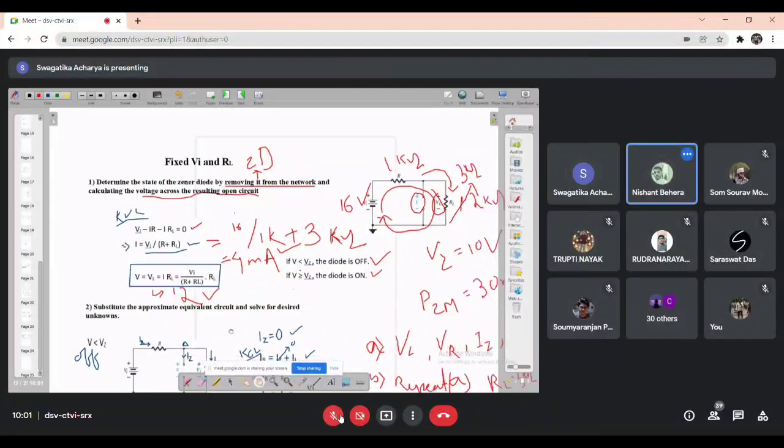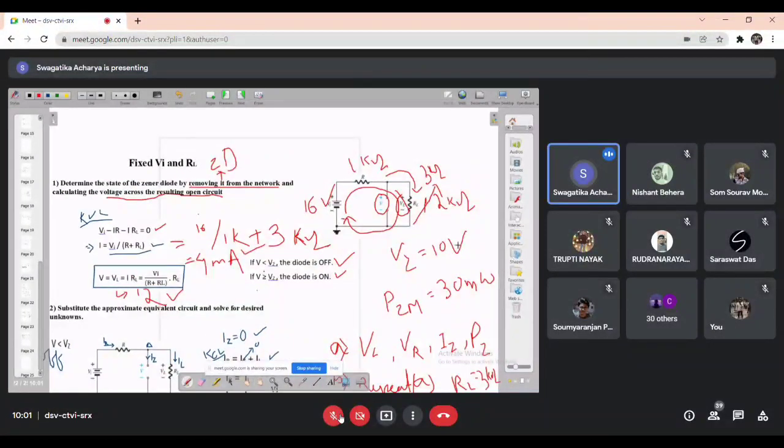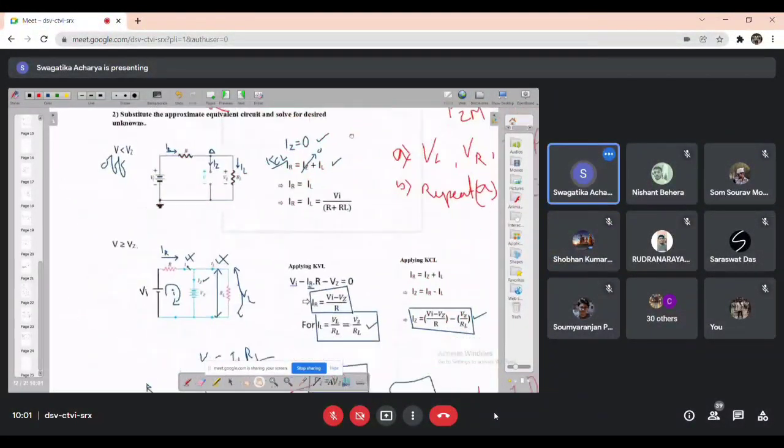Right, Vz equals 10 volt. Now you are getting V equals 12 volt. So 12 volt is always greater than 10 volt. So the diode is in on state. Now you will go for the on state analysis, right?